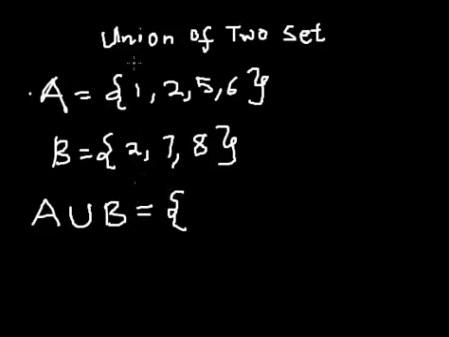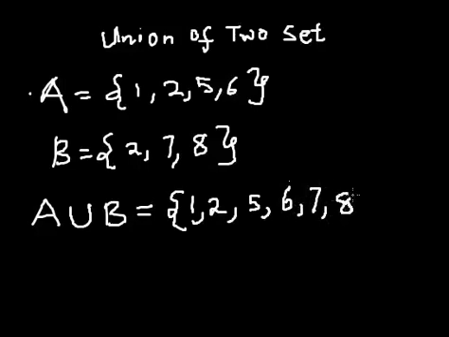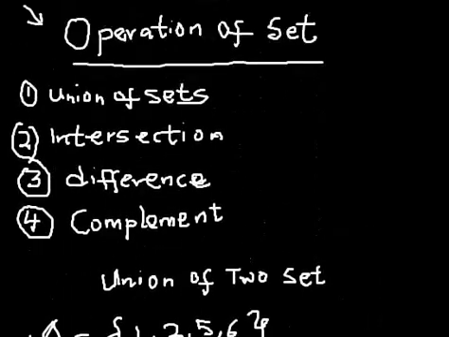I'll start with the lowest, which is 1. 1 is found in A. I have 2, which of course is found in both. I'll list it once. There's no 3, of course. There is 5, there is 6, there is 7, and there is 8. Done. So please take note of that union.